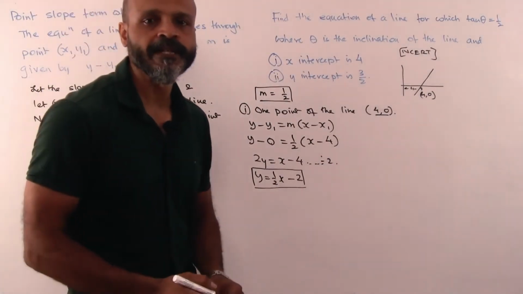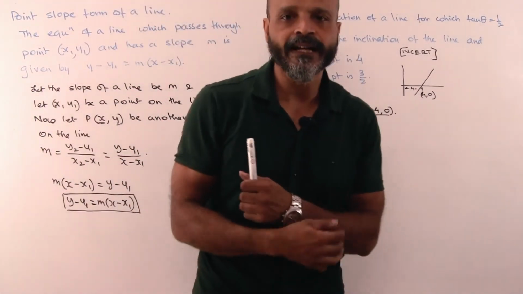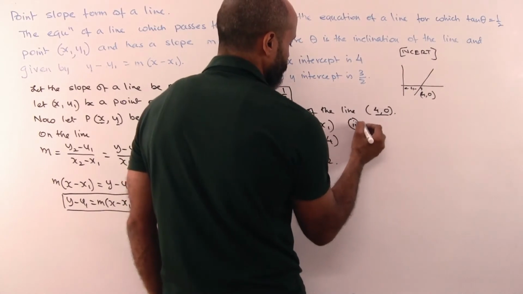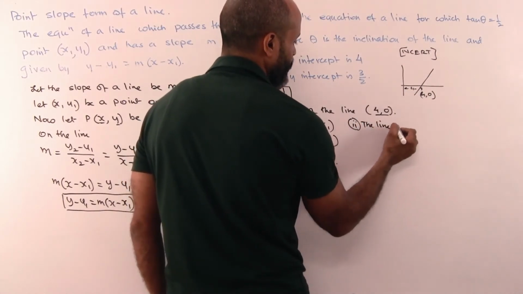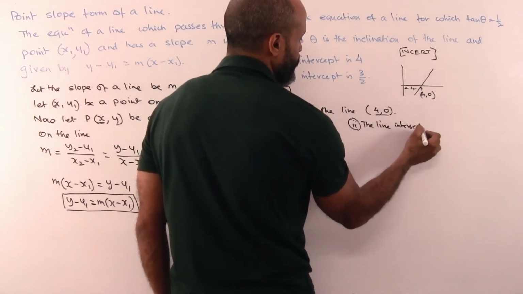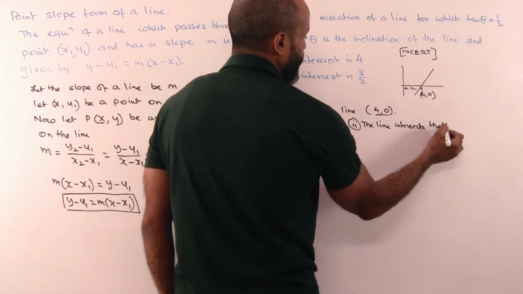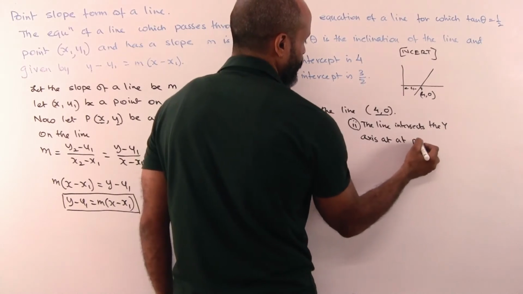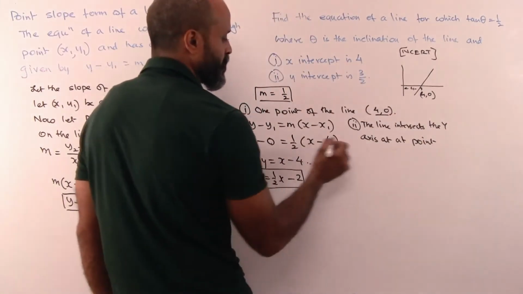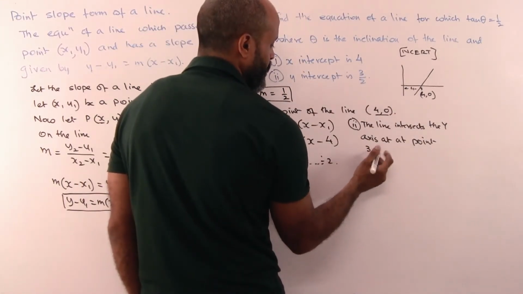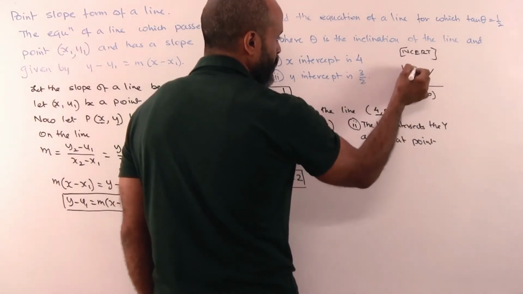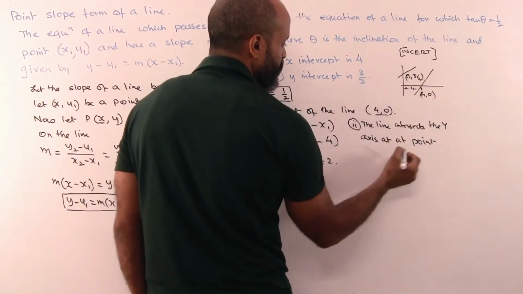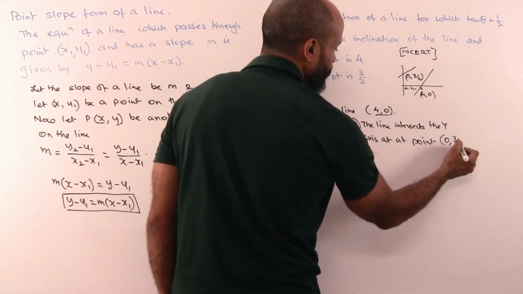The y-intercept is 3 by 2, which means that in the second case the line intersects the y-axis at a point, so the line is passing like this. So this point will be (0, 3 by 2).